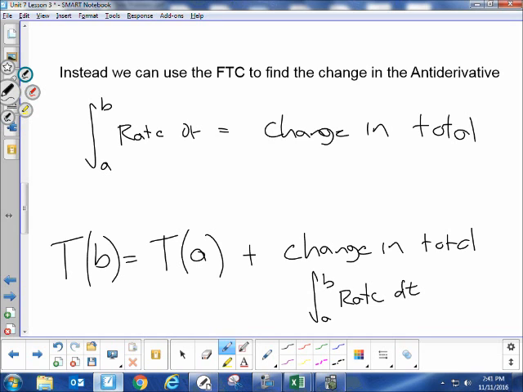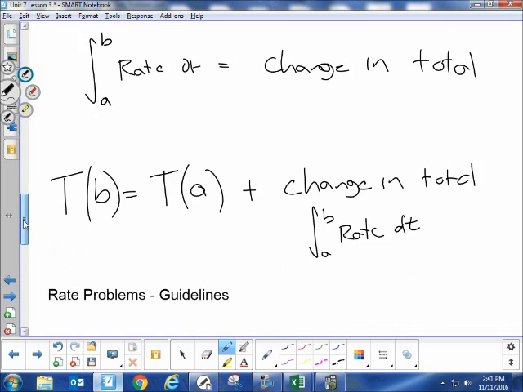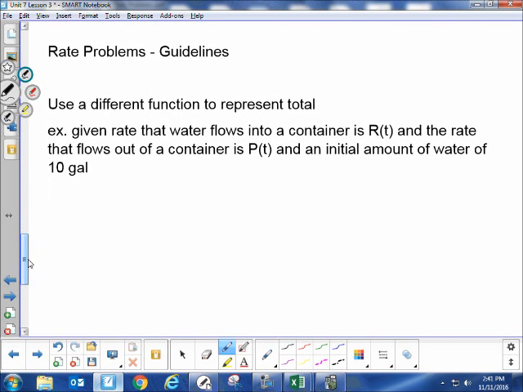Okay. Now there are some specific things that we're going to be asked, some guidelines for these rate problems. I've already told you, use a different function to represent the total. Here's an example. It's the first problem that we're going to do. Given a rate that water flows into a container is R of t, and the rate that water flows out of the container is P of t. They use different ones. An initial amount of water of 10 gallons. I would say, okay, well, the total amount in my container will be represented by T.